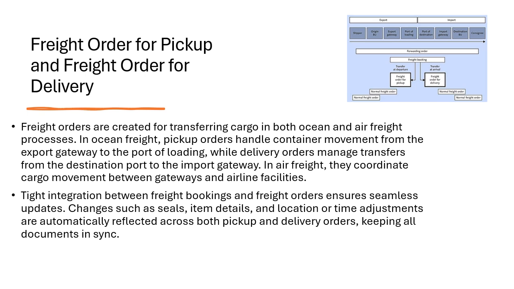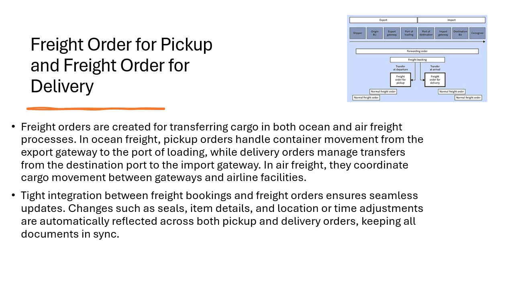So next are fleet orders for pickup and fleet orders for delivery. Fleet orders are created for transferring cargo in both ocean and air freight processes. In ocean freight, pickup orders handle container movement from the export gateway to the port of loading, while delivery orders manage transfers from the destination port to the import gateway. In air freight, they coordinate cargo movement between gateways and airline facilities. Tight integration between freight booking and fleet orders ensures seamless updates, and changes such as dates, item details, and location or time adjustments are automatically reflected across pickup and delivery orders, therefore keeping all the documents in sync.